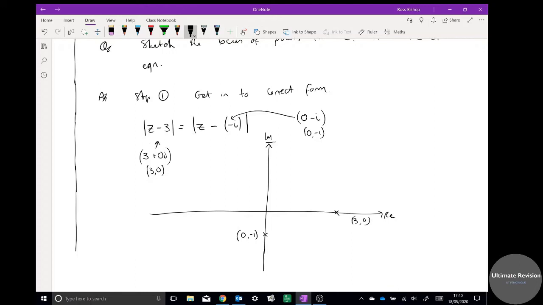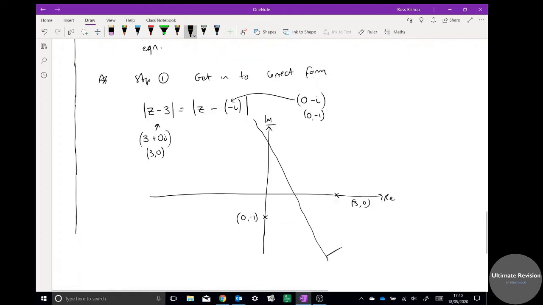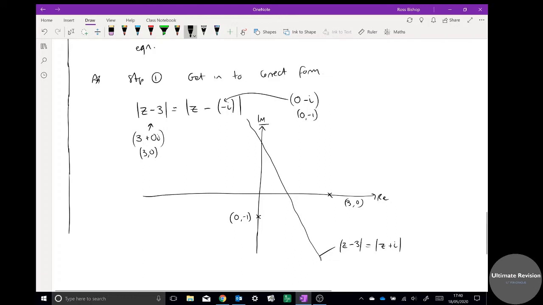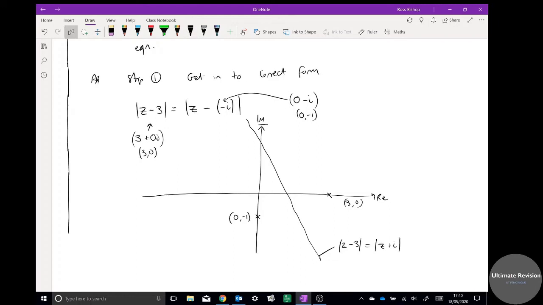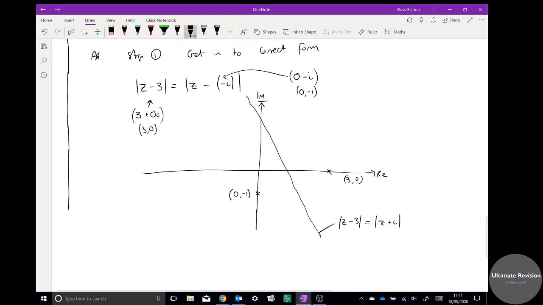Okay, now, by definition, this line is the line that's equal distance from both of these points. So it's going to be that perpendicular line there. This is |z − ...| = |z + i|. If you were to plot that on an Argand diagram, that is the line you would find. Okay. Now find the Cartesian.